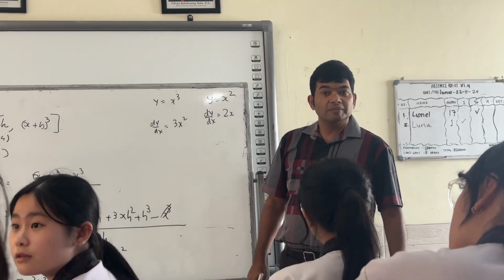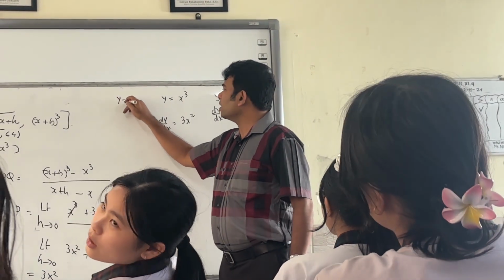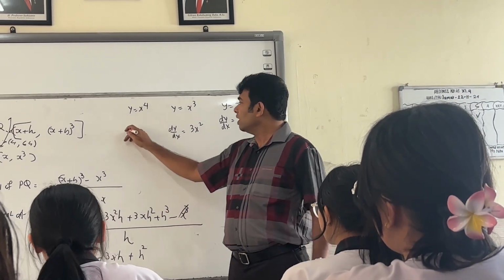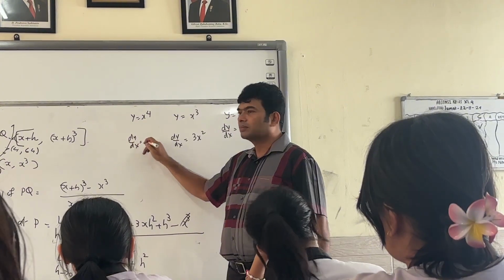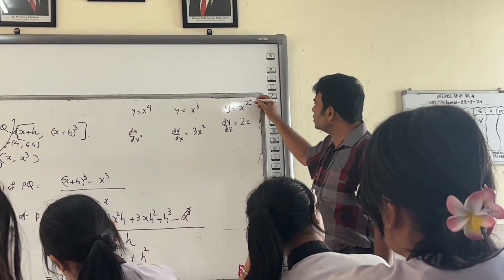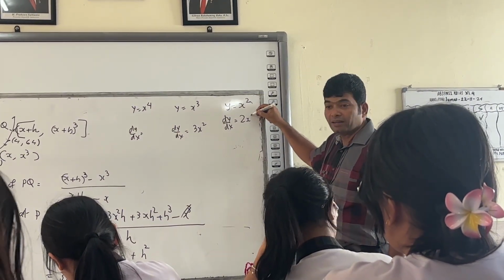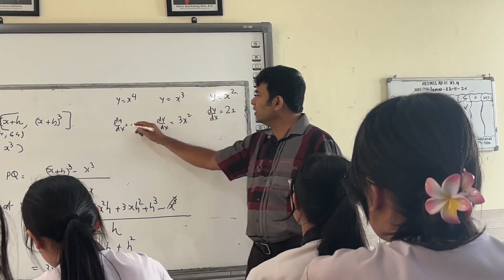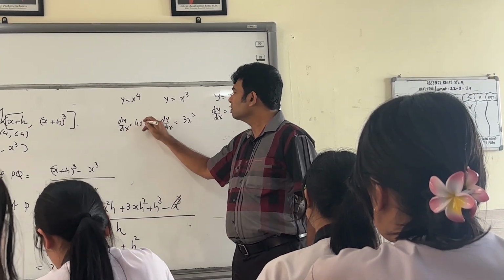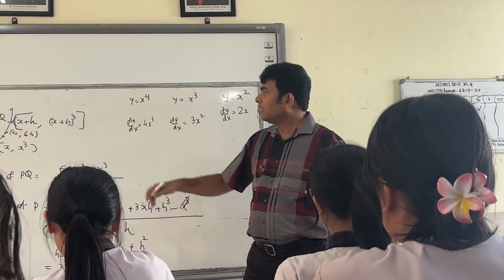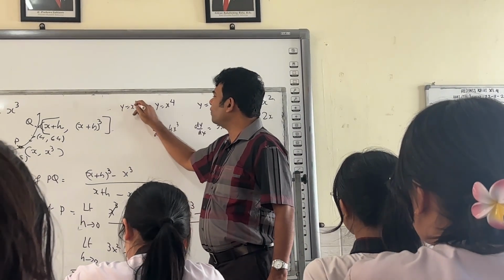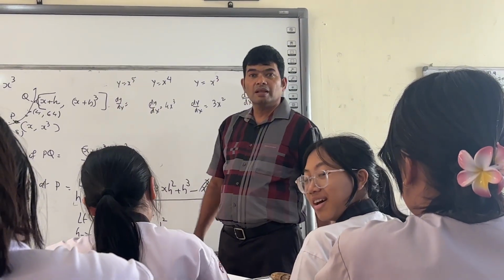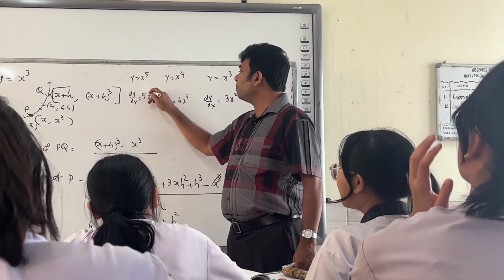If y equal to x raised to 4, what will be the derivative? What do you expect? 4x. This one is 2x to the power 1, this is 3x to the power 2. So what will this one be? 4x cubed. Understood or not? Yes. If it is y equal to x raised to 5, this is the process. What will you get for dy by dx? 5x to the power 4.